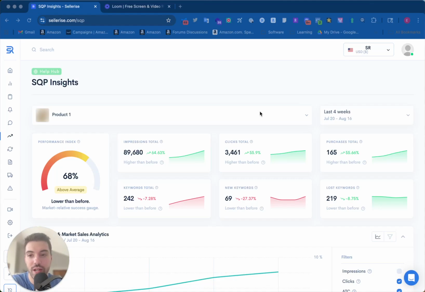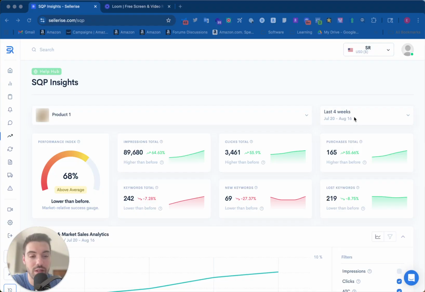Hey team, just wanted to share how I'm using SQP Insights to optimize the ASINs in our brand. So when you first get into SQP Insights, you'll see this overview of how our impressions have increased, our clicks, our purchases, and then how many keywords are we ranking on total, how many new keywords do we have, and how many lost keywords have we had.